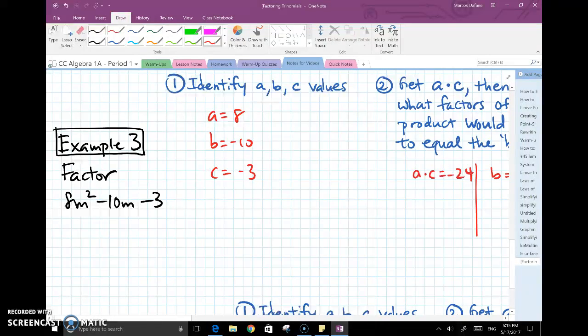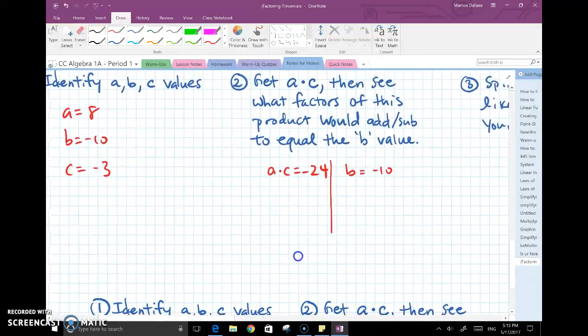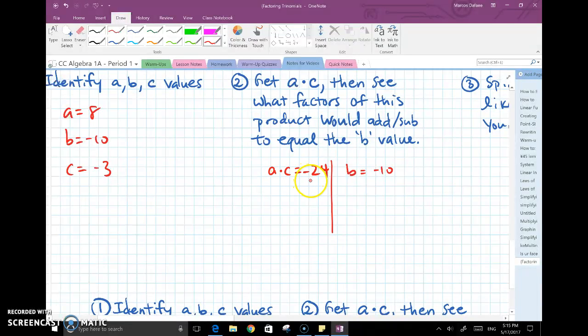In this example, my a number is 8, my b number is -10, and my c number is -3. By the way, just a side note, c can stand for constant if that helps you to remember it. What you then need to do after you identify a, b, and c is to get the product of a and c, which is -24. And you want to see what factors multiply to make -24, yet add or subtract to make a -10.